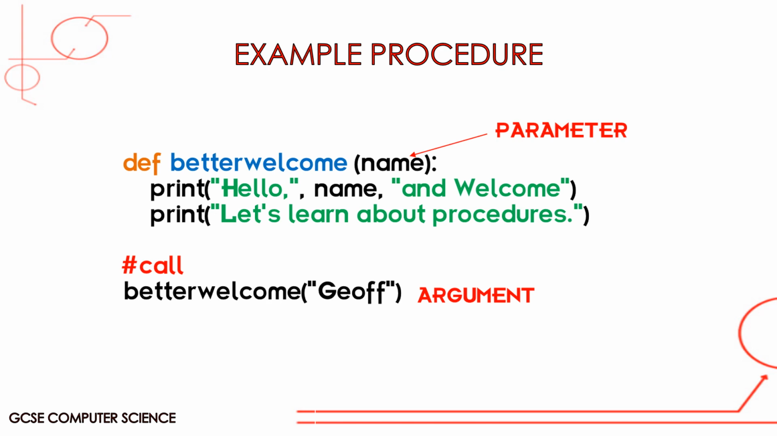An example procedure is shown here, def better_welcome, and in brackets is a parameter. Now the procedure is literally just saying print hello name and welcome, print let's learn about procedures. So it's just going to run those 2 lines of code, print, print. It's going to run both of those when you run the procedure. So at the bottom, we are running a procedure, better_welcome, and in brackets, we've put an argument in called Jeff. That word Jeff will get passed into the procedure and get used. So the output will be hello Jeff and welcome. Let's learn about procedures.